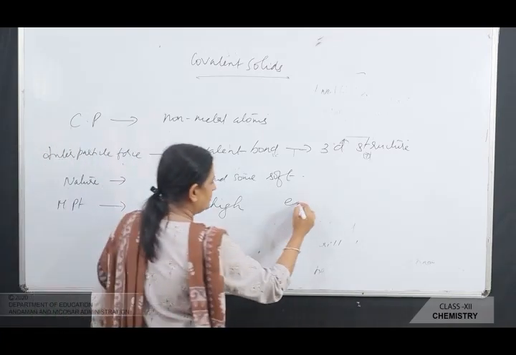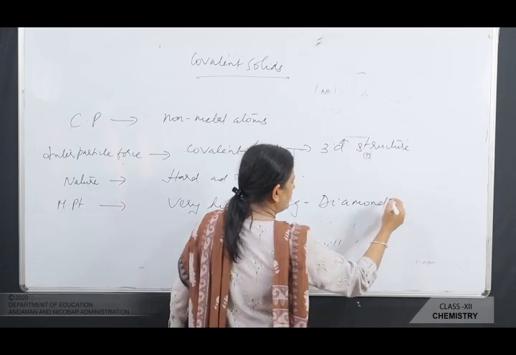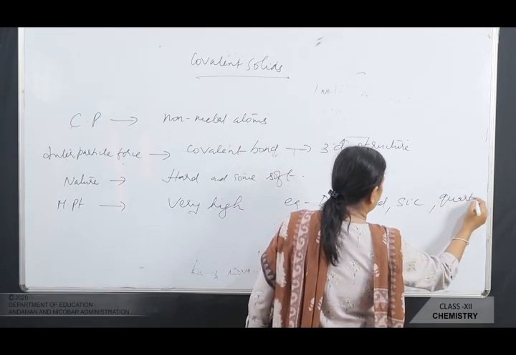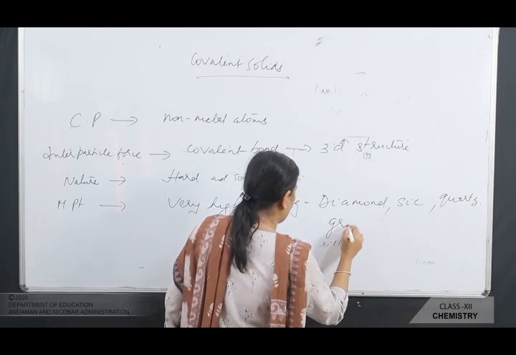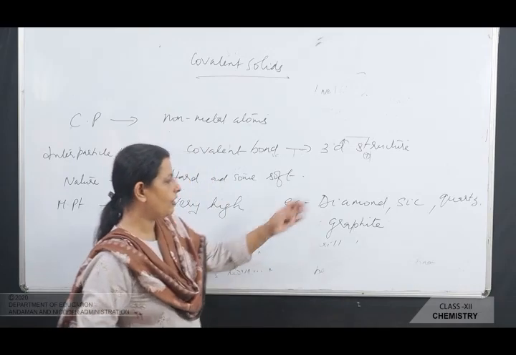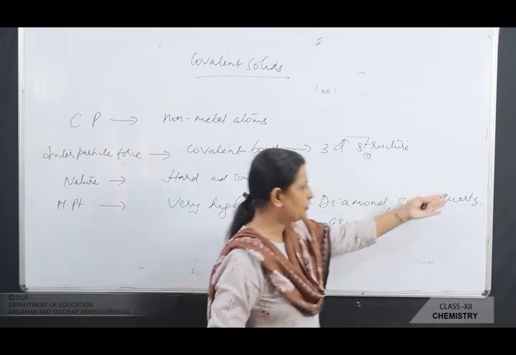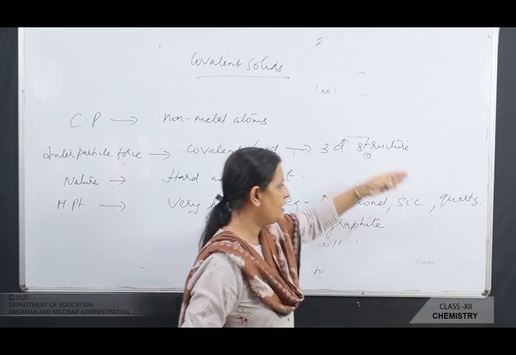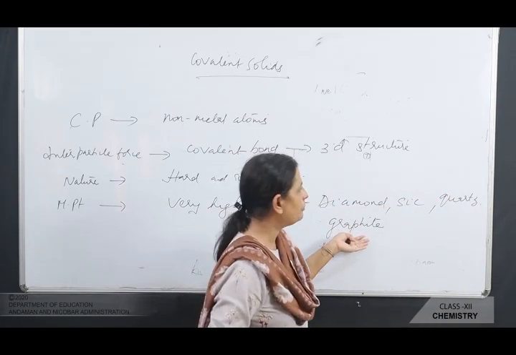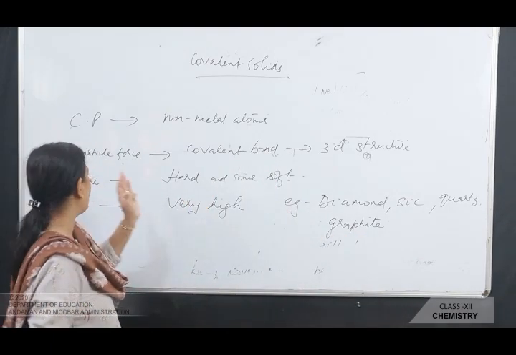Examples are what you see: diamond, silicon carbide, quartz, graphite. All these are covalent solids. Diamond has got a three-dimensional structure. Quartz, SiO2, also has got a three-dimensional structure. Silicon carbide also has got a three-dimensional structure. Graphite also has got a three-dimensional structure. So the melting point is very high and they are also hard.